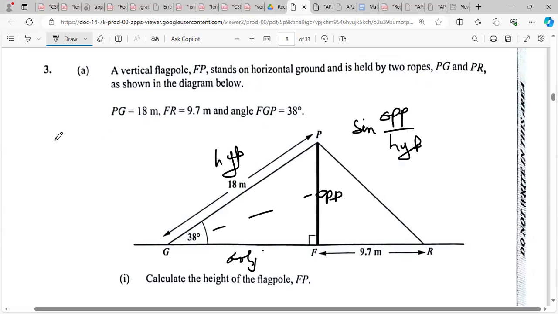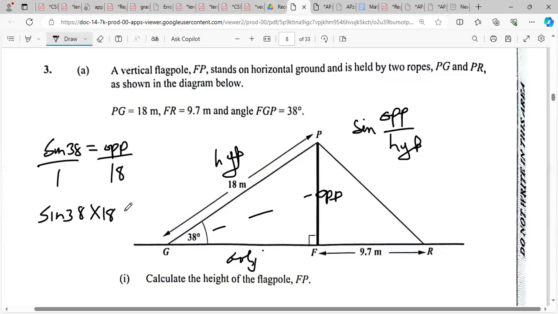So it would be sin 38, the angle that we're looking for, is equal to the opposite side, which we don't know, over the hypotenuse, which is 18. And then now we cross multiply, so it will be sin 38 times 18, and that equals the opposite side.